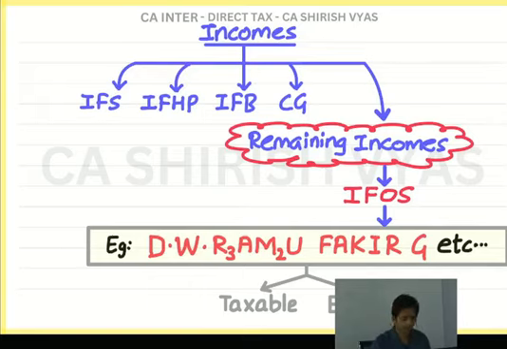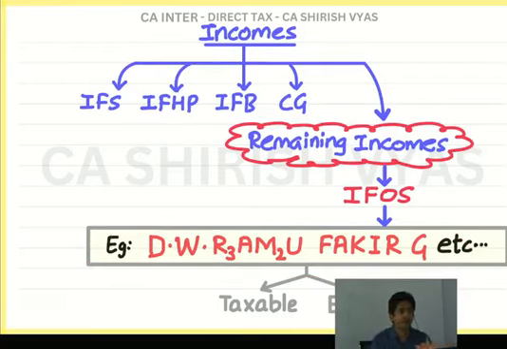Okay. So, in short, in the list of D.W. Ramu Fakir, one by one I will explain which income is taxable, which income is exempt, and if exempt, why exempt. Okay, so starting with the first alphabet. What is the first alphabet? D. D for dividend income.